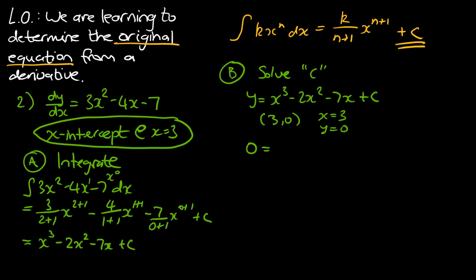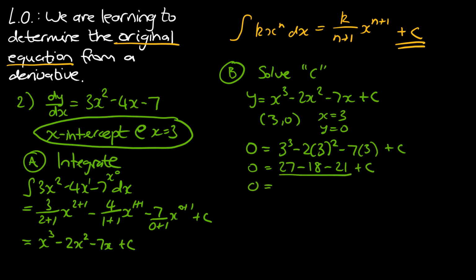So 0 is going to be equal to 3 cubed minus 2 times 3 squared minus 7 times 3 plus c. From there, we're just going to simplify and solve for c. So 3 cubed becomes 27, minus, so 3 squared is 9, 9 times 2 is 18, minus 3 times 7 is 21, and then we've got plus c at the end.